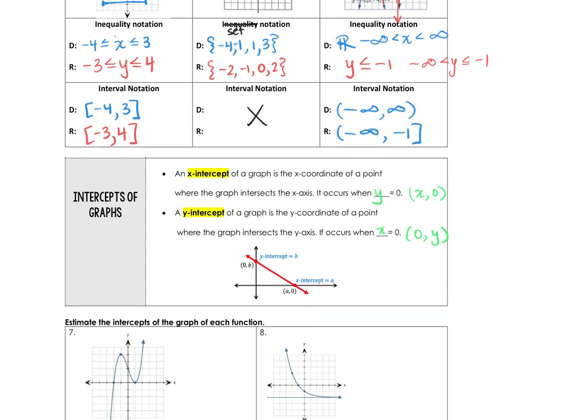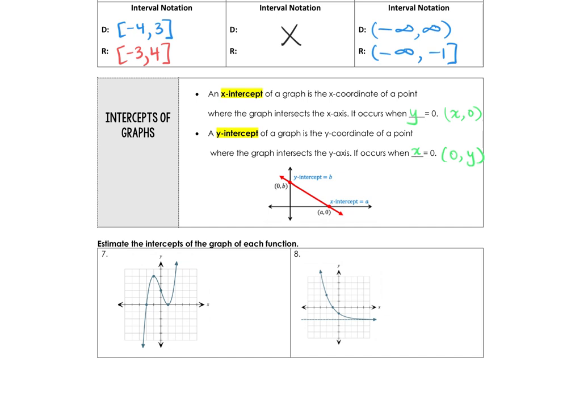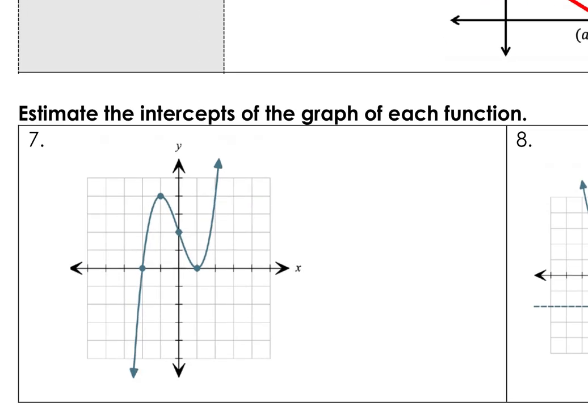So 2 examples here. All we need to do when we're estimating the intercepts is just look at the graph. Where does it intersect those axes? And then write down those ordered pairs. So number 7, again, we've got that cubic graph. So we see that it intersects the x-axis in 2 places, and it intersects the y-axis in 1 spot. So you're just labeling those points. So this first point is -2, 0. And then this x-intercept is 1, 0. And then the y-intercept we got here, this is the point 0, 2.